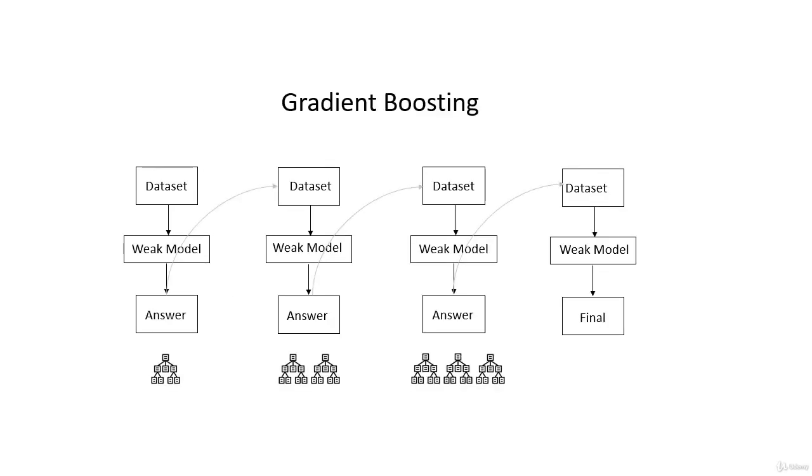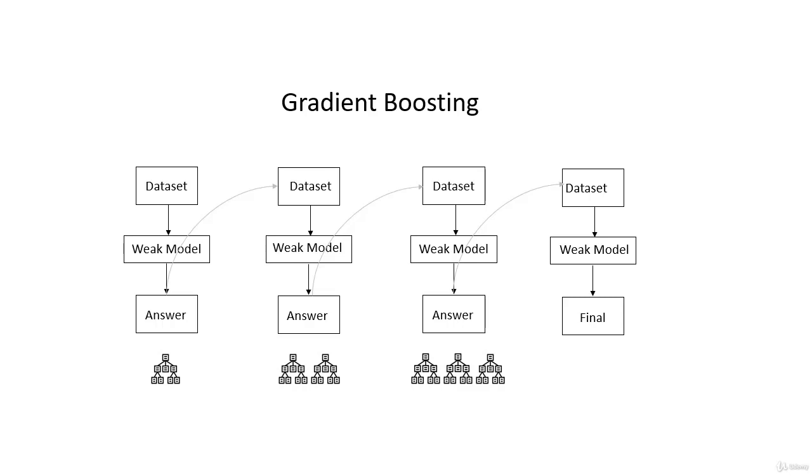Gradient boosting is a machine learning technique for regression and classification problems, which produces a model in the form of an ensemble of weak predictive models, typically decision trees. It builds the models in a stage-wise fashion, like all other boosting methods do, and generalizes them by allowing optimization of arbitrary differentiable loss functions.